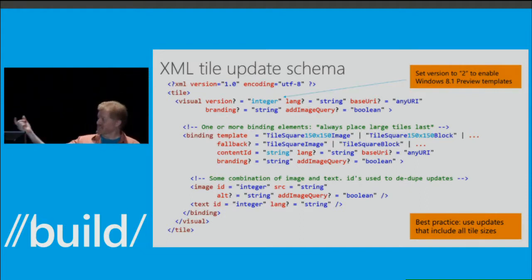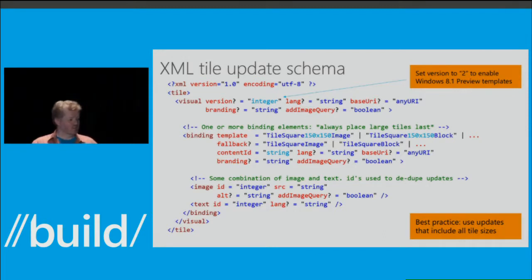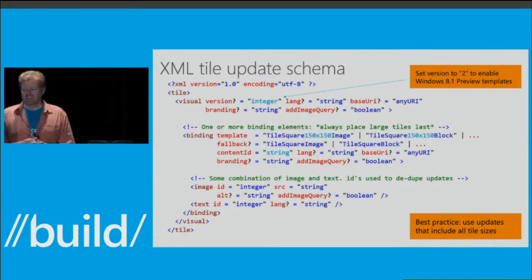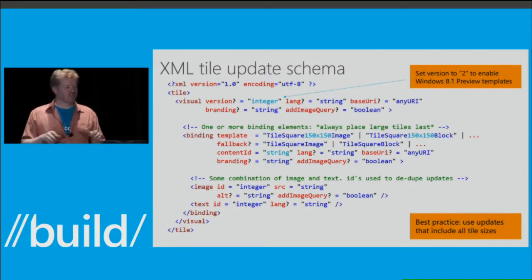And you'll notice in that light blue text is where I've put the 150 by 150, or 310 by 310, or 310 by 150, or 70 by 70. Those are the 4 sizes. Well, actually, sorry, there's no bindings for the small tiles, just those other 3.